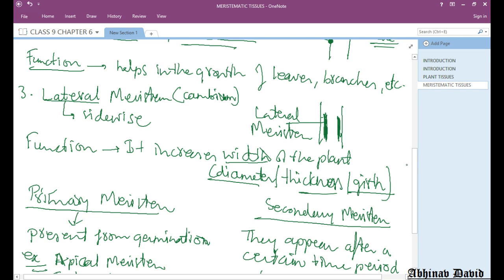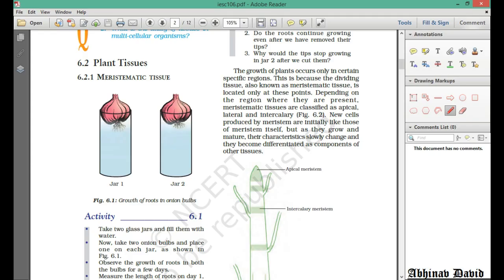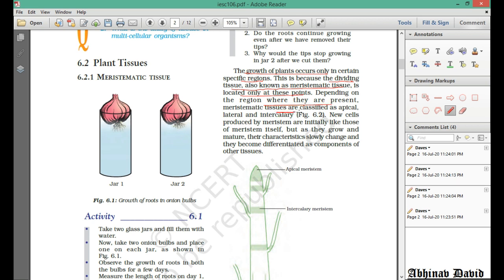Now this is all about the meristematic tissues. Now let us see what is given here in the NCERT, and you can also underline it in your books. The growth of plant occurs only in certain specific regions. I have already told you that growth of plant takes place in certain specific regions, and these regions contain the dividing tissue, known as meristematic tissue, and it is located only at these points. Based on the position or location, meristematic tissues are classified as apical, lateral and intercalary. Already I have explained this.